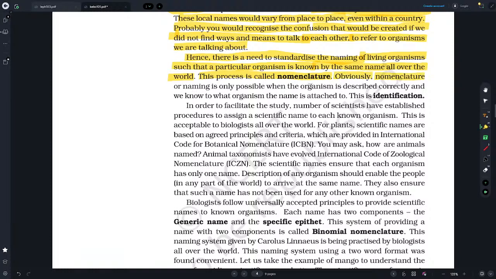Obviously, nomenclature or naming is only possible when the organism is described correctly and we know to what organism the name is attached. This is identification. Even if you name something cat, how do you know which is a cat? Even if you have a name, you wouldn't know what organism you should call a cat. So you should first identify this organism. That is what we call identification.